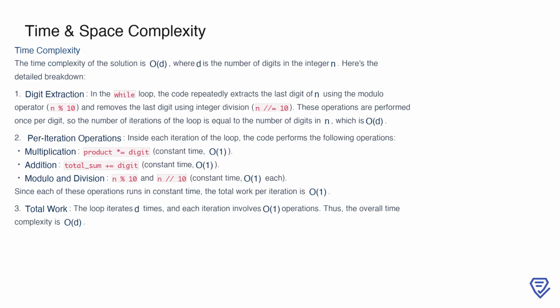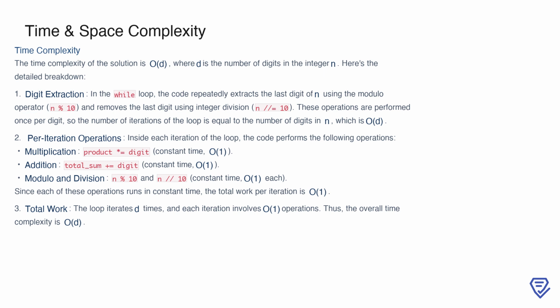The time complexity of this solution is determined by the number of digits in the input integer, which is represented as d. To break this down, the process of extracting digits is handled within a while loop. Within this loop, we use the modulo operator to obtain the last digit of the number and integer division to remove it. These two operations are performed once per digit, meaning the loop iterates exactly d times.